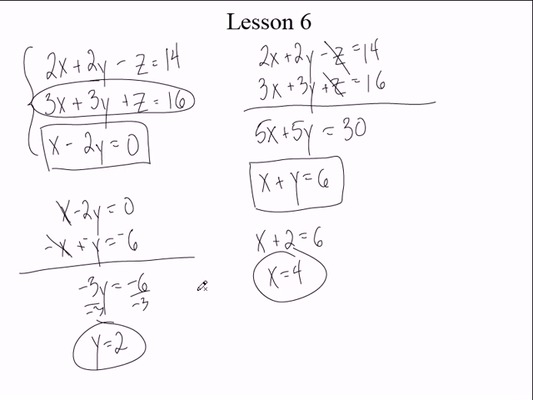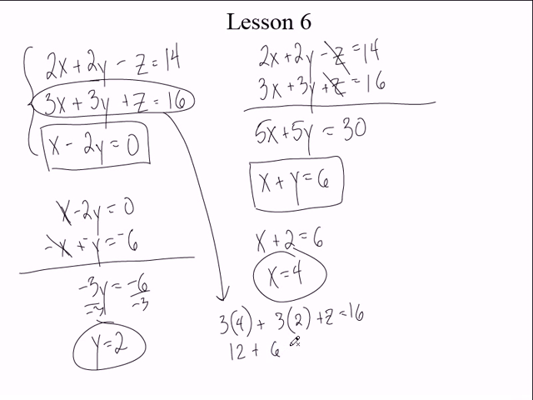So let's put this stuff in here. So it's 3 times x, so it's 3 times 4, plus, do you see what I'm doing? I'm just rewriting this, but I'm substituting in those values. Plus 3 times y, which is 2, plus z equals 16. Just show every step here. 12 plus 6 plus z equals 16. That's 18, right? So we can do that in our head, can't we? So z equals what? Negative 2.